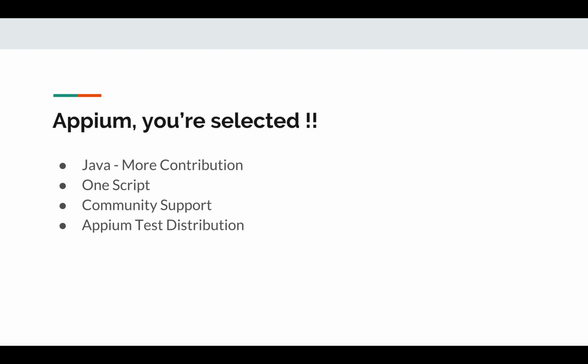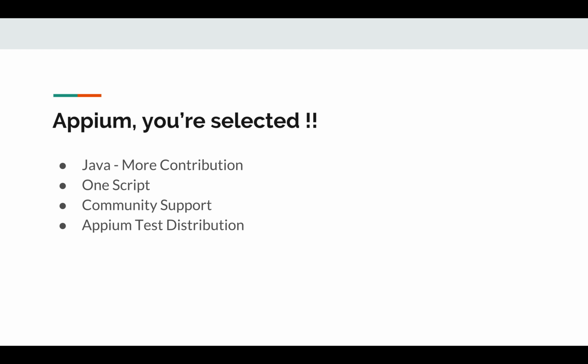Appium enables you to write a single test script for each test, which can be executed on both platforms. It has huge community support, so that if we get stuck with any issue, we will be able to find solutions faster with the help of the community.